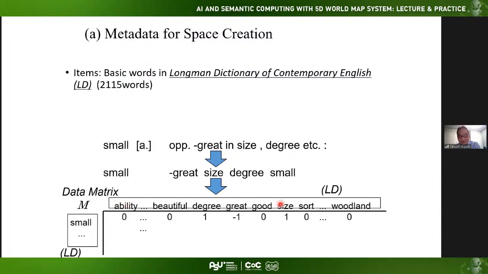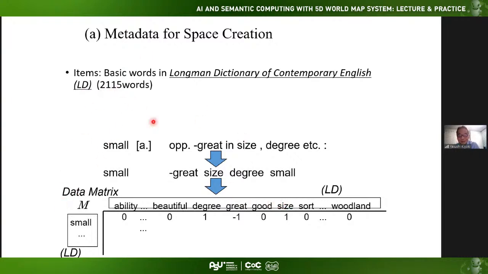this is a matrix and column. And this is small. Small can be defined like this: not great in size, degree, etc. According to the Longman definition, small can be defined as a vector like this. So degree, positive, great, negative, but zero is important. Zero means no relation is existing between beautiful and small. This is a definition from the Longman, all right?